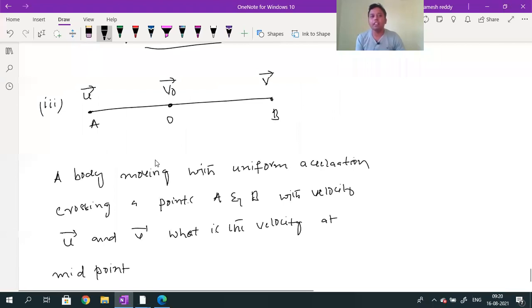A and B. The distance of O from A and B is the same. If I call the distance between A and O S, the distance between O and B is also S, because O is the midpoint. And the motion is uniformly accelerated motion, which means throughout the motion the acceleration value is constant.